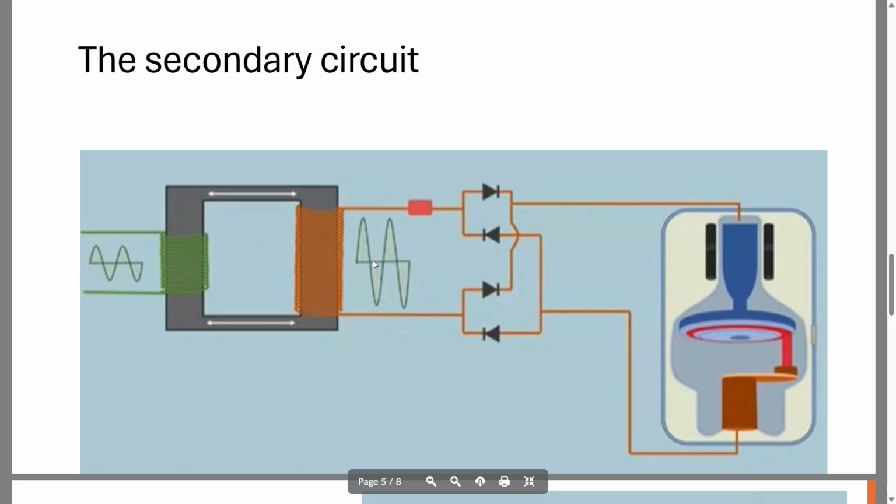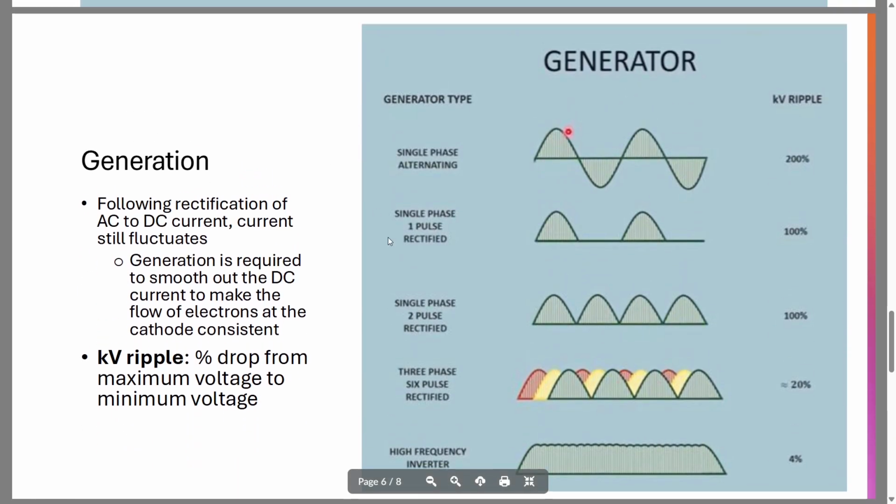But like I said, in that case, we still see ends of those curves that are at 0 and ends that are at that kilovoltage peak. And we want that to be almost a straight line going across, so we have consistent flow of electrons from cathode to anode. So that's where our generators come in. Current is still fluctuating at this point. We need generation to smooth out that current, make that flow consistent.